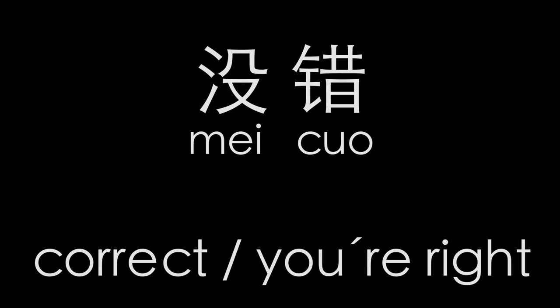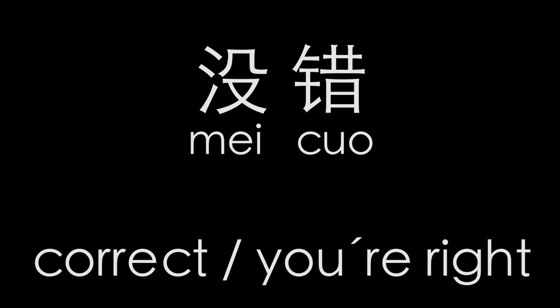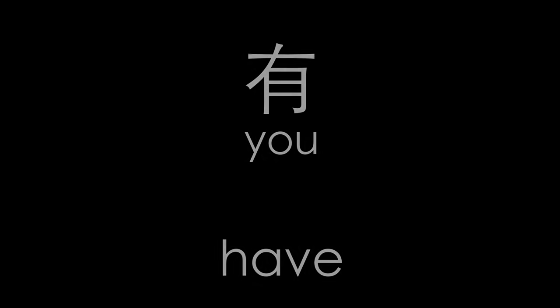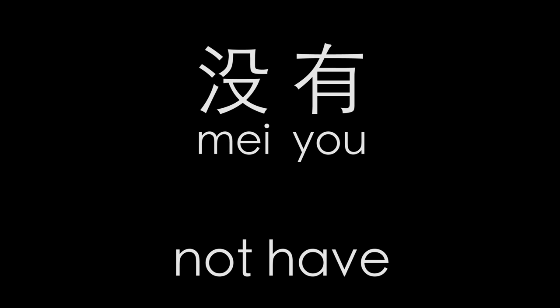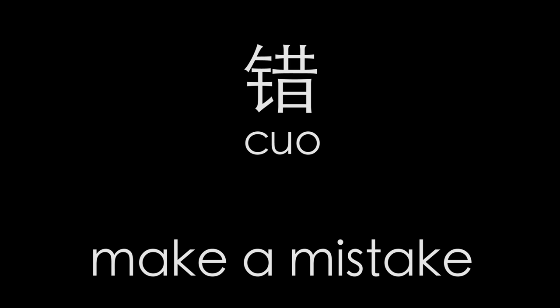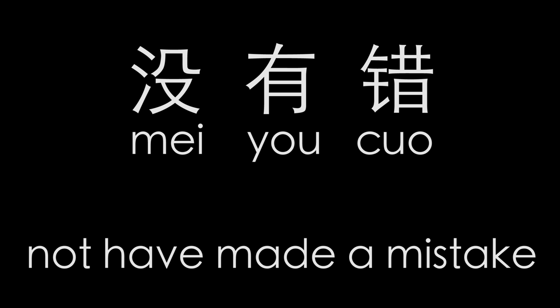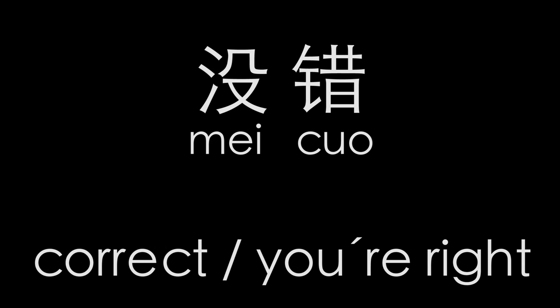没错。没错, correct, you're right. Let me explain that 没错 for a second. First, you need to know the verb 有, which means to have. 没有, that means not have. The verb 错 means to make a mistake. As you hear, the C is pronounced as TS, 错. So, 没有错, that means not have made a mistake. And we can shorten that to 没错, not made a mistake, or in English, correct, you're right.